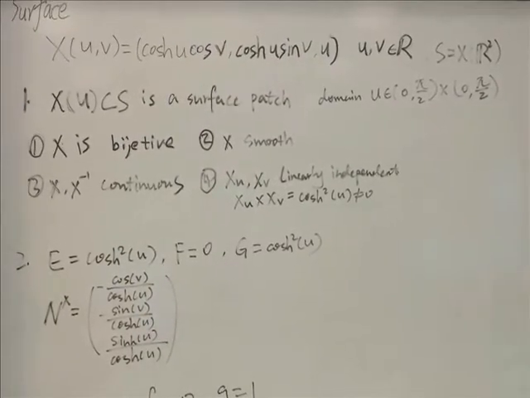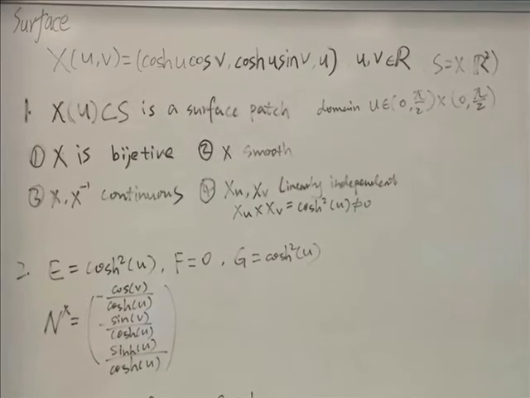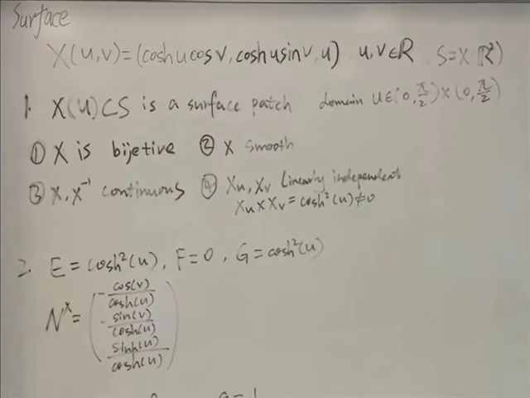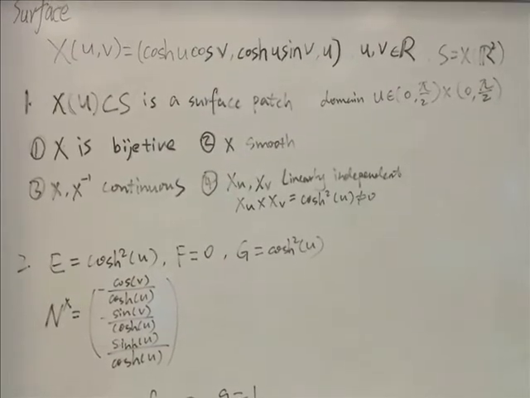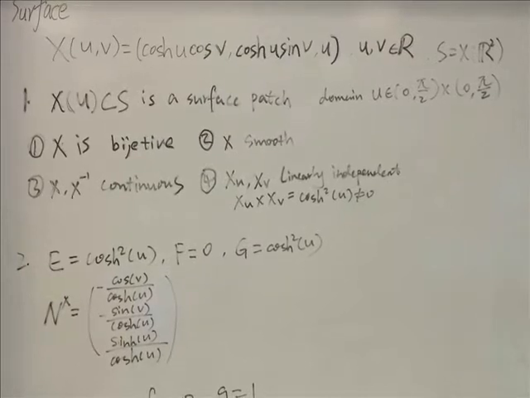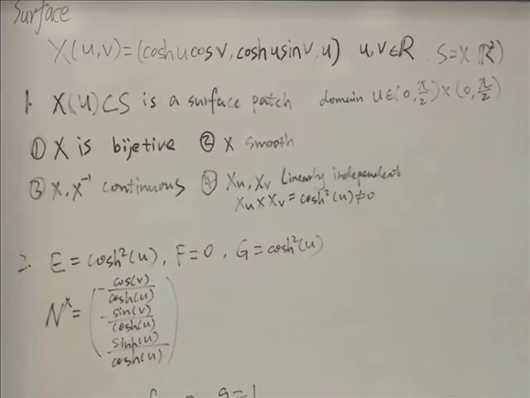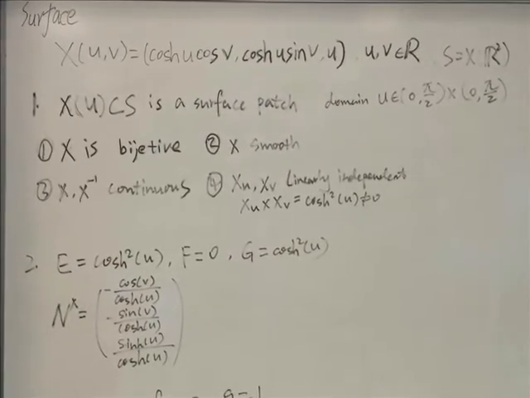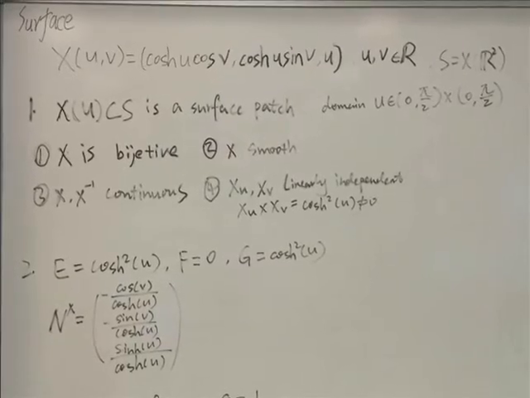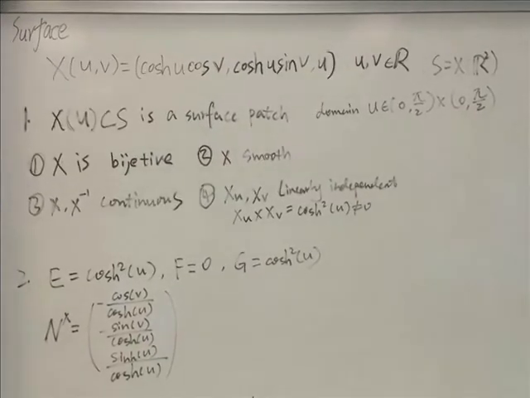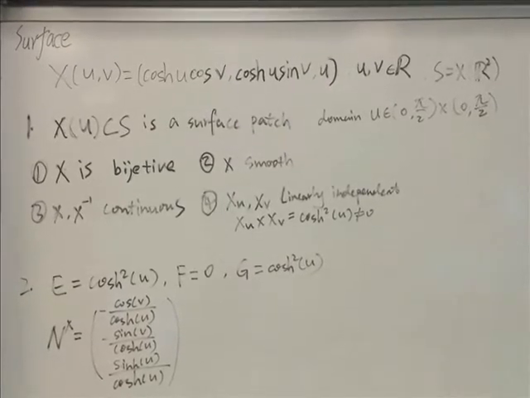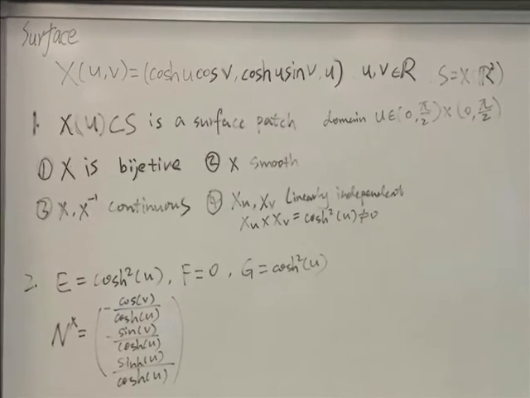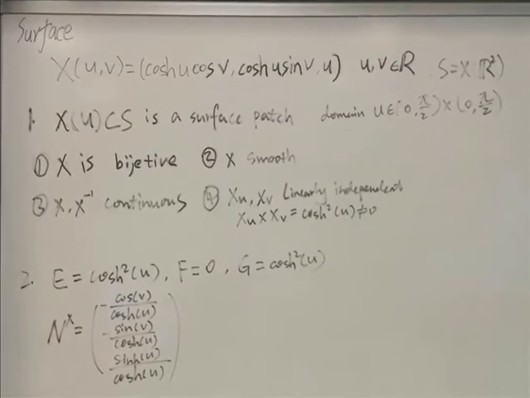A map F from U to R^n, where U is contained in R^m and is open, is called smooth if each component function f1, f2, and so on, has continuous partial derivatives of all orders. And lastly, a regular surface patch is a surface patch such that X is smooth and the partial derivatives with respect to u and v of X at a point P are linearly independent for all points P of the set U.